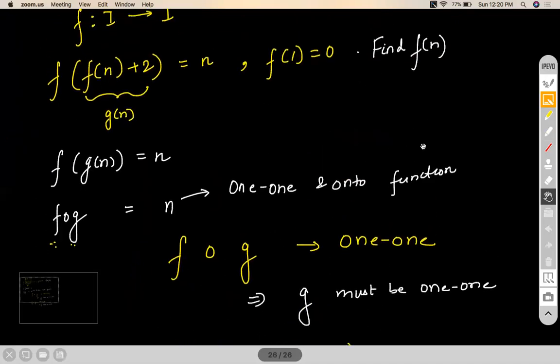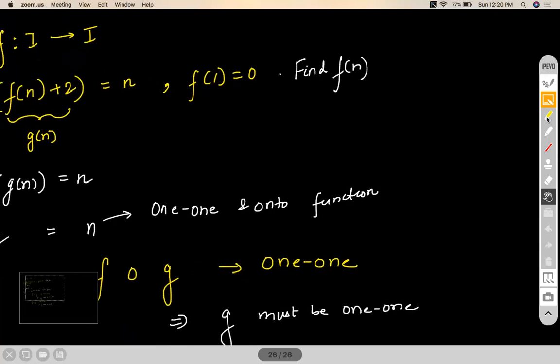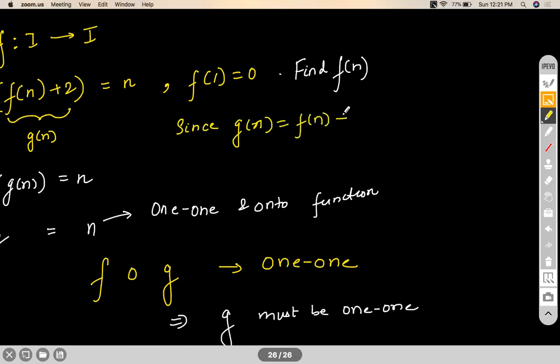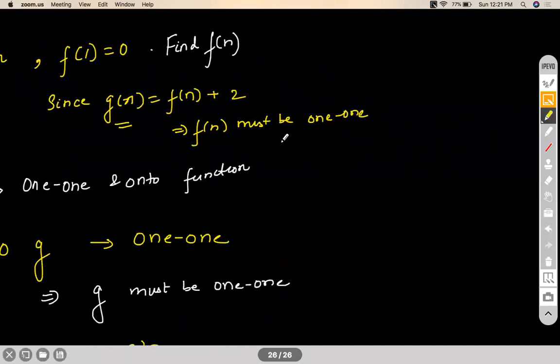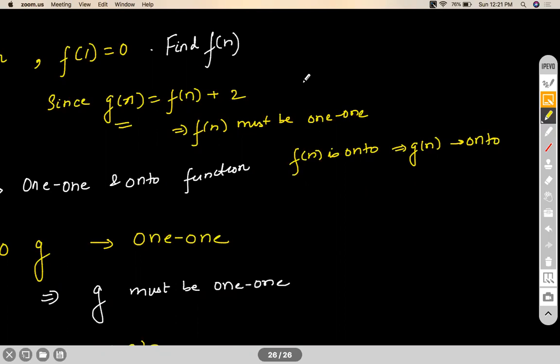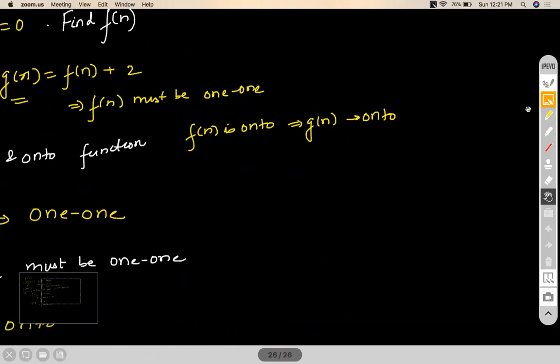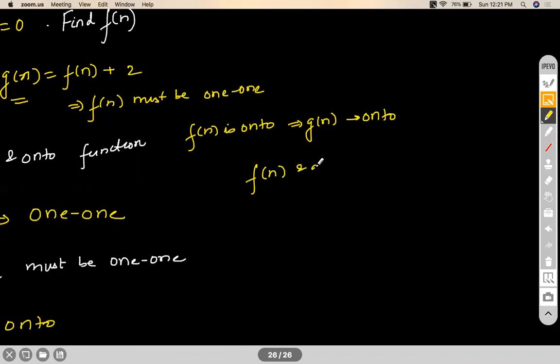Now here, one more thing that you'll see, since g of n is f of n plus 2, and if this is 1-1, then can I say f of n must be 1-1? Correct? Yes, sir. And if f of n is onto, can I say g of n will also be onto? In short, what I'm trying to say is that both these functions are 1-1 and onto. That means f of n and g of n both are 1-1 and onto.